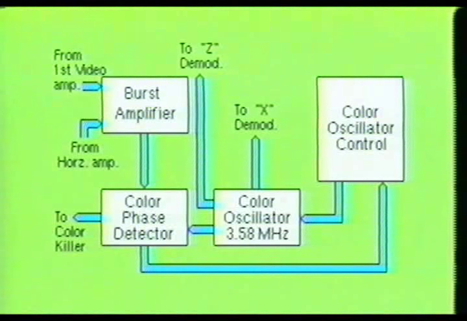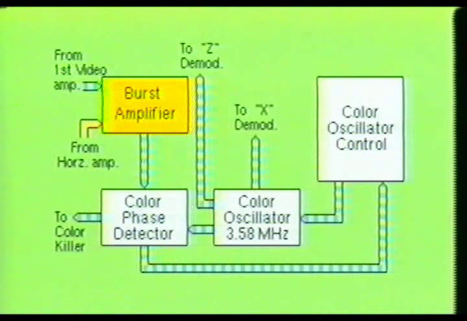Here you see the stages responsible for the synchronization of the color signal. They include the burst amplifier, color phase detector, 3.58 MHz color oscillator, and the oscillator control stage. The color burst amplifier is triggered on and off by pulses coming from the horizontal output amplifier stage. Each time the horizontal amplifier pulses the color burst stage, it turns it on. This causes the burst amplifier stage to output 8 cycles of color burst. The 8 cycles of color burst are then fed into the color phase detector stage.